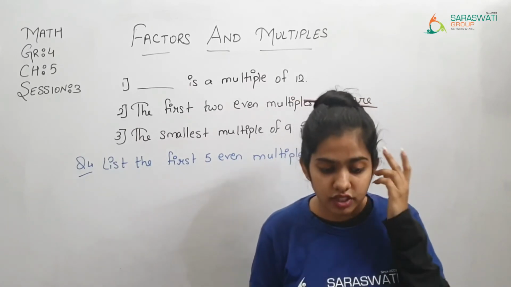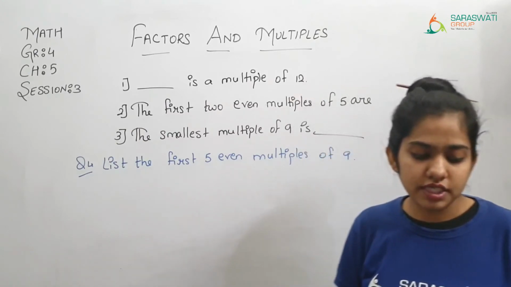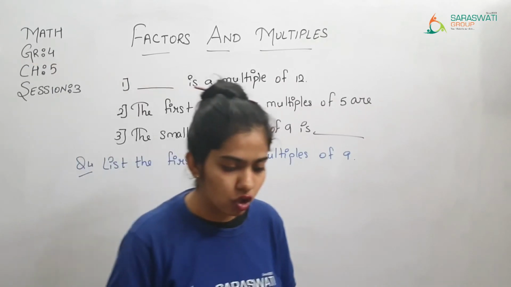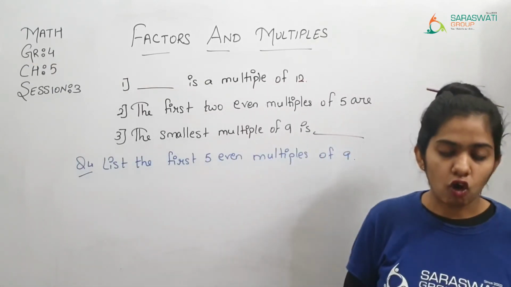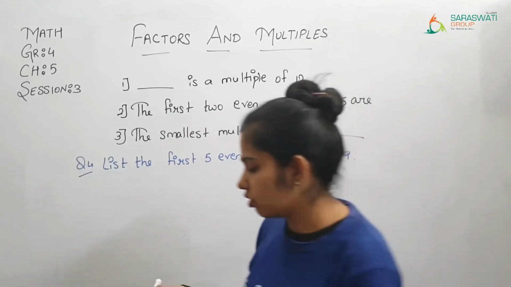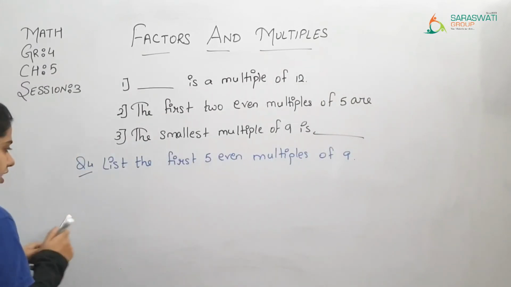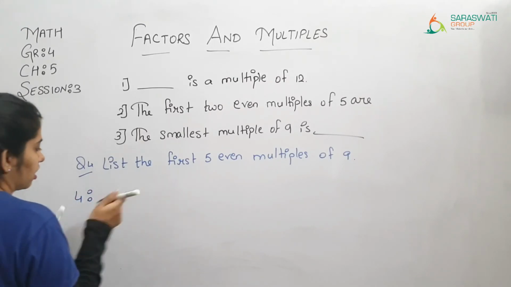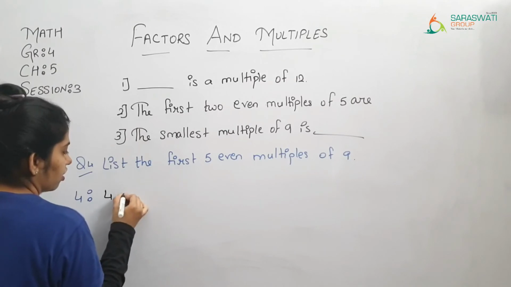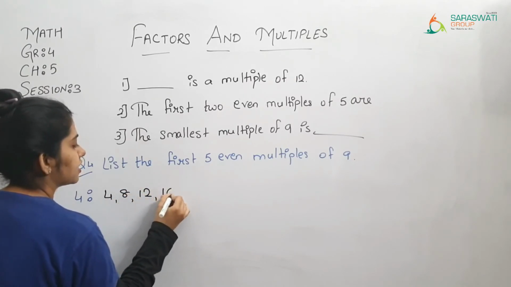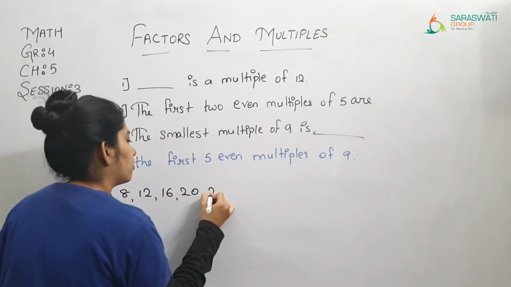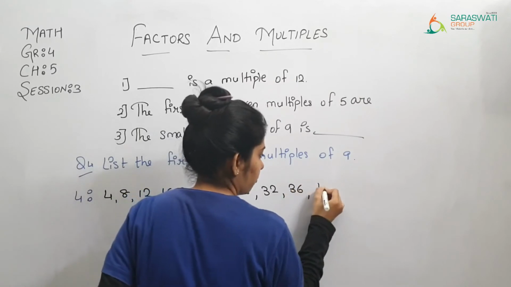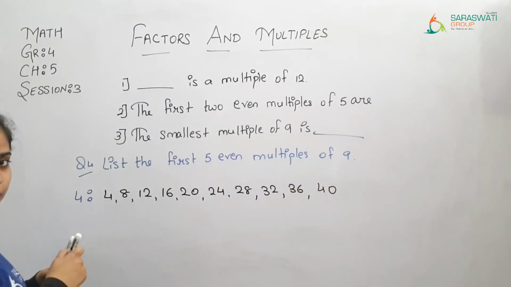Okay? After that, write down the first 10 multiples of 4 and 6. Write the first 10 multiples of 4 and 6, and identify the multiples that are common to 4 and 6. So first we write the multiples of 4. 10 multiples. 4, 8, 12, 16, 20, 24, 28, 32, 36 and 40. So these are the first 10 multiples of 4.